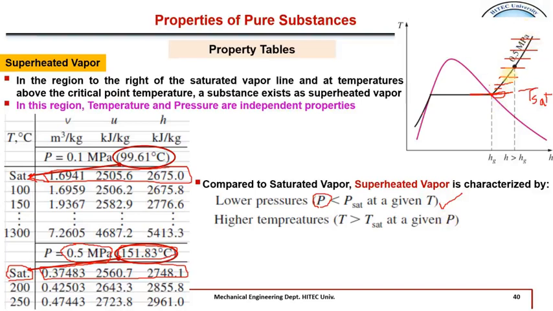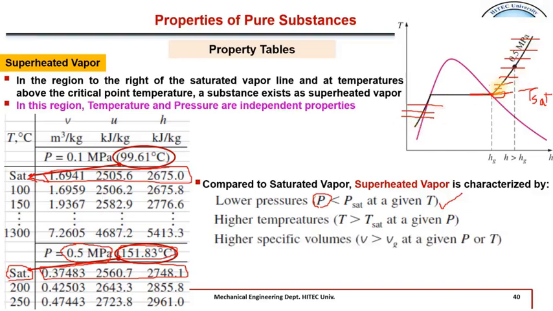This is a given P. And what about these temperature lines? These temperature lines are lower than T sat. That's why they are intersecting this pressure line in the subcooled liquid region. So that is the characteristic of the subcooled liquid region. But what is the characteristic of a superheated vapor region? For a superheated vapor, all these temperatures are greater than T sat at a given P. This is the second characteristic.